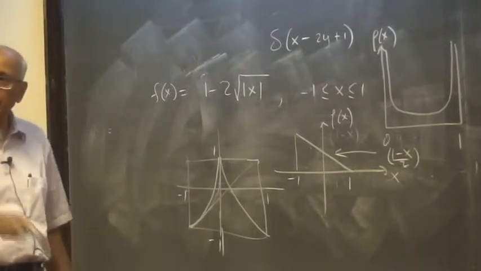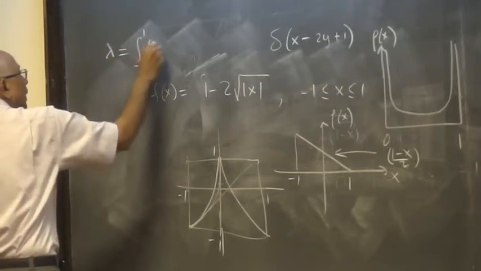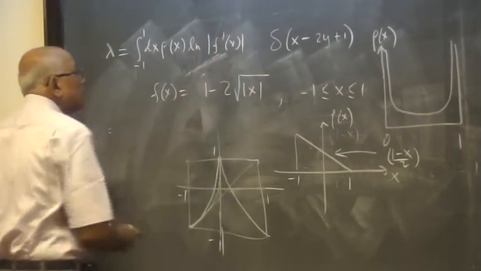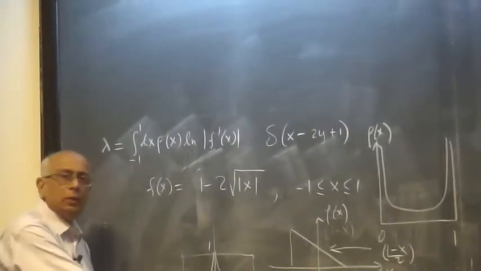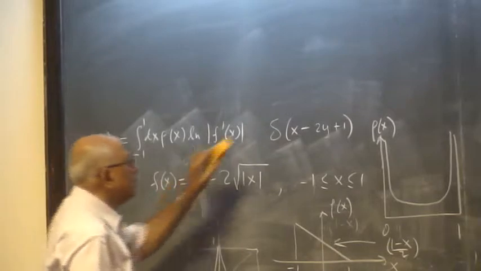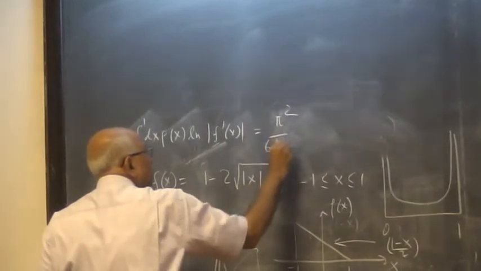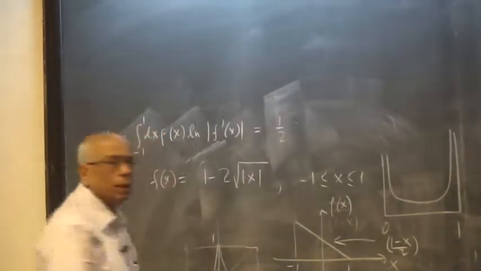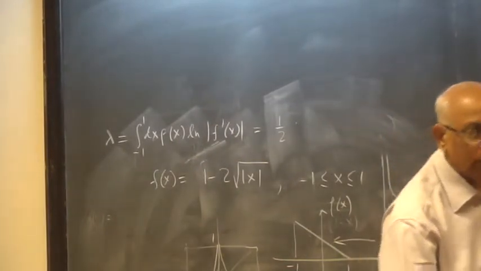So now, the exercise is to show that lambda, the Lyapunov exponent, is the integral from minus 1 to 1 dx, rho of x, log mod f prime of x, where f of x is given by this function. And you've got to obviously do minus 1 to 0 first, and then 0 to 1. And if you do this integral, you'll end up with, no, this one will end up equal to half. This particular problem, the cusp map, it's equal to half. No log here, it's just half.